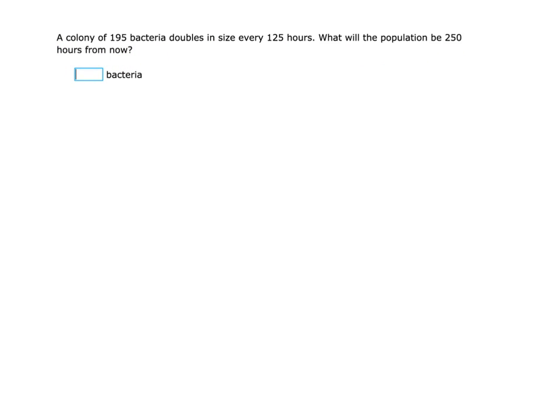So we've got a situation here where I've got 195 to start. They're doubling, which means it's 100% more every 125 hours. So X is going to be how many of those have happened. Not how many years or hours or minutes, but how many time periods, each of which was 125 hours. So in this case, since they're asking about 250 hours, well, that's just 2 of these. So that means in our problem, X will be 2.